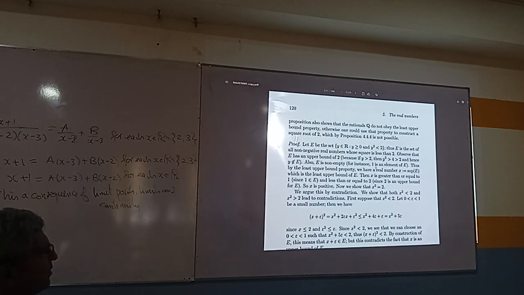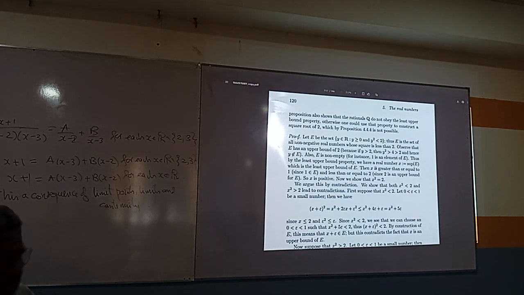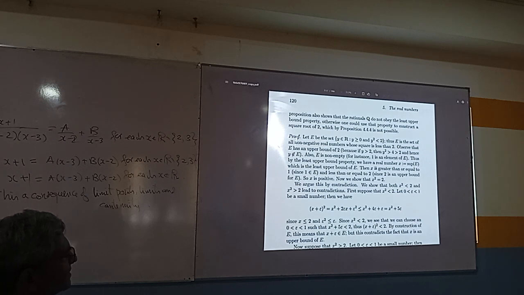He says we argue by contradiction. Let's see. We show that both x squared less than 2 and x squared greater than 2 lead to a contradiction. So, let's see. First, suppose that x squared is less than 2.